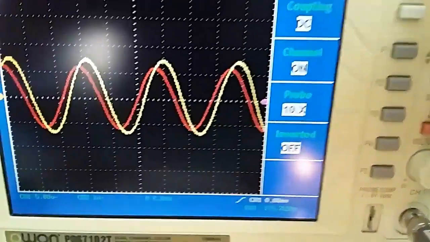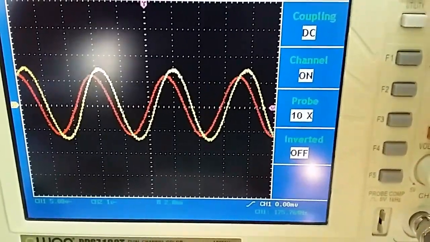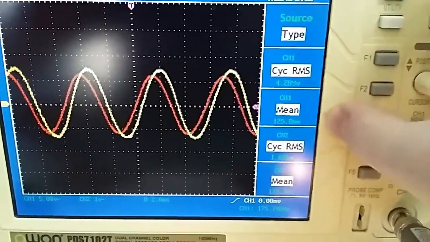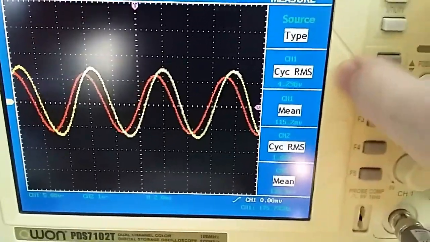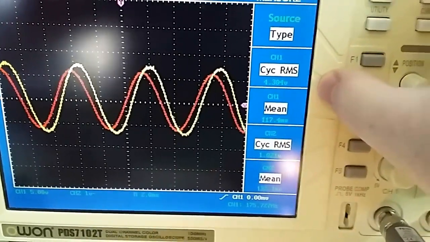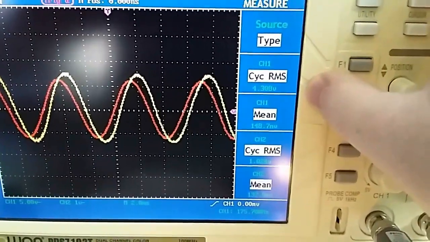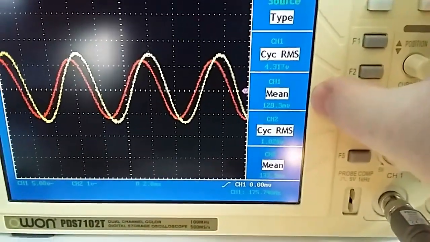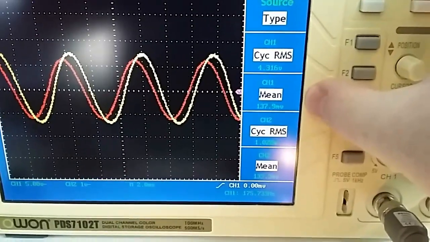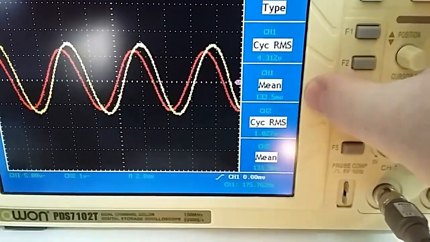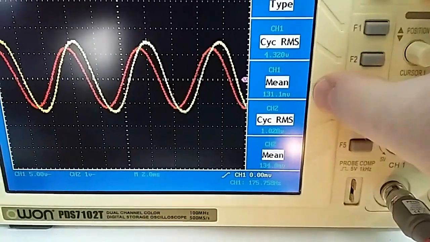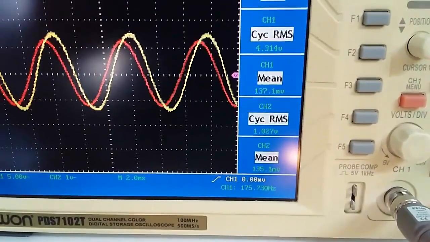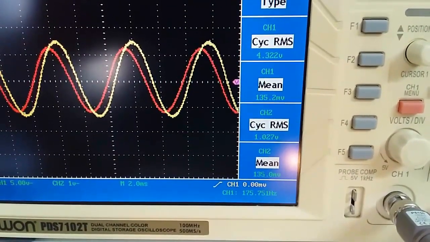Now on the scope, what we're seeing is cyclic RMS and mean values. Okay, so you can see on channel 1, the top one, which is the red channel, we have 4.3 volts measured RMS. The mean is only 100 millivolts, 123, 130, 120, so it's bouncing around just a little bit. So it's only several hundred millivolts that's being measured.